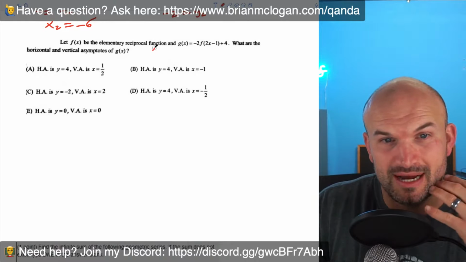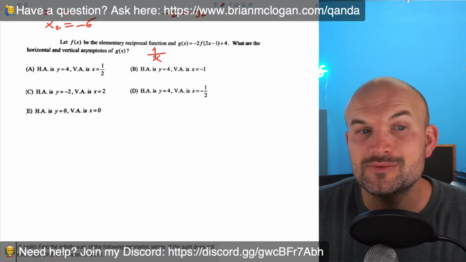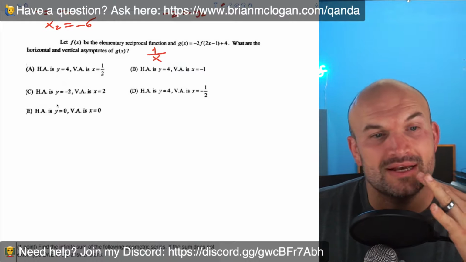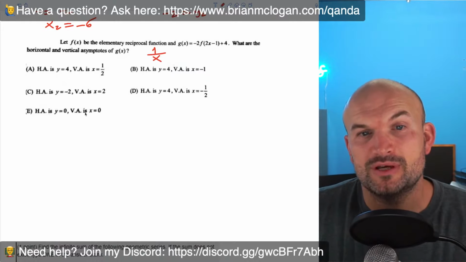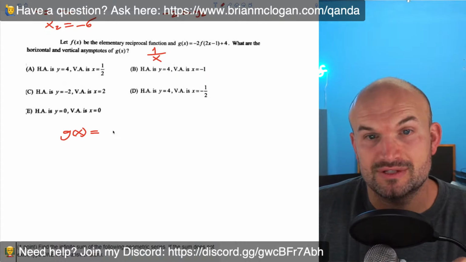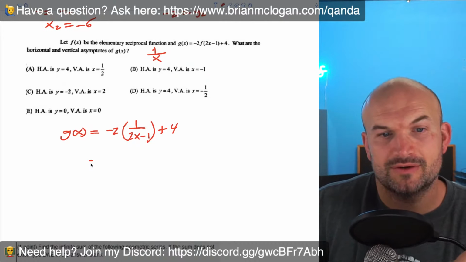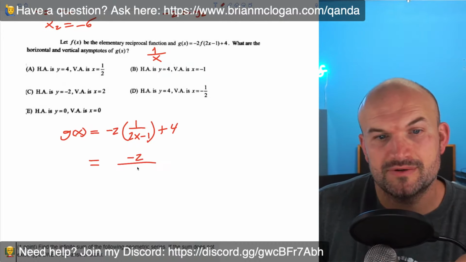All right, now on this one, I remember this one actually came through last week, and I was not sure of the elementary function, so I'm assuming that this one is 1 over x. If it was 1 over x, then this would be correct. But if you apply these transformations here, the g of x is now going to look like this. It's going to be negative 2 times 1 over 2x minus 1, and then plus 4. So technically the graph is going to look something like this.